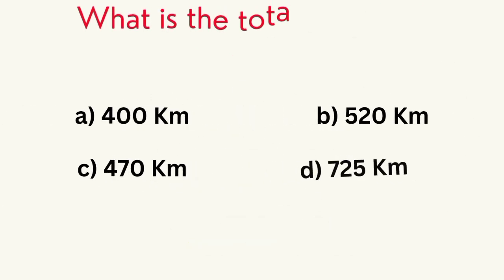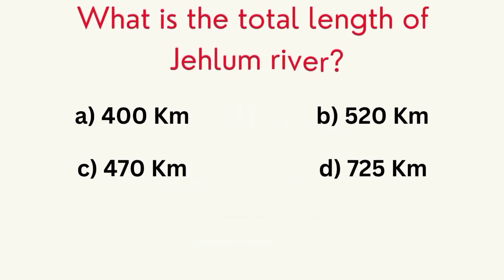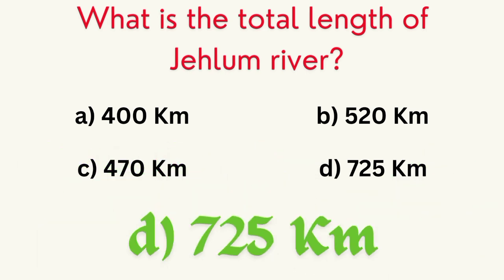What is the total length of Jhelum River? A. 400 kilometers. B. 520 kilometers. C. 470 kilometers. D. 725 kilometers. Answer, D. 725 kilometers in Punjab.